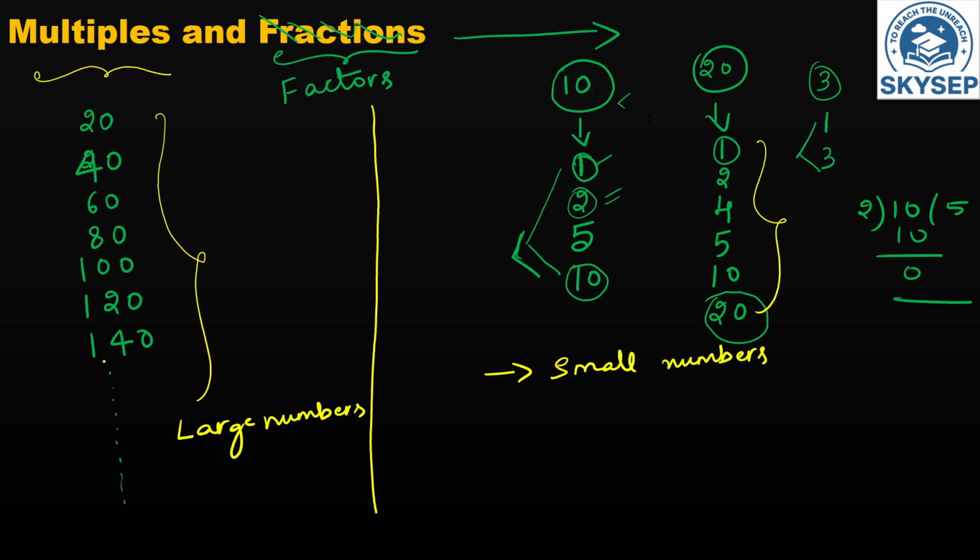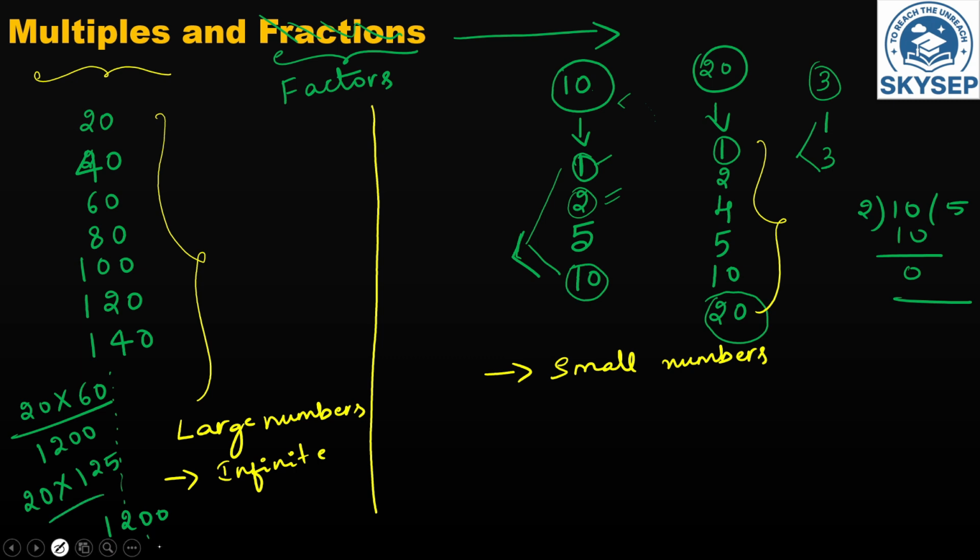The second difference is that multiples keep on multiplying. They don't have an end, so the value is infinite. Say for example, I want to write 20 into 60. So what is the multiple? 6 2s are 12, so 1200. What do you mean by 20 into 125? It gives some other value. So these multiples will keep on continuing.